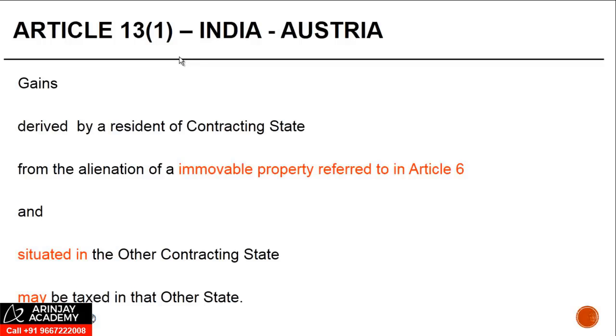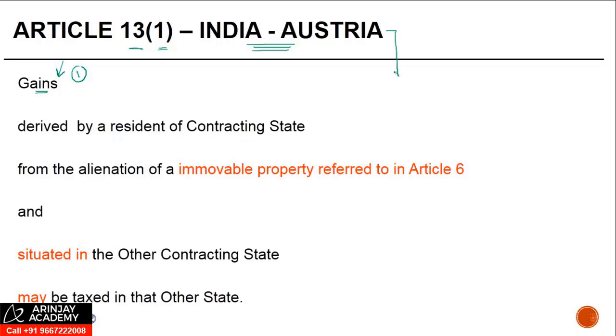Now, until now, we had a lot of discussion in terms of how capital gains would work. Let us now look at some of the Article 13(1), which are specifically there in some of the treaties which are applicable in Indian context. So we'll look at Article 13, Paragraph 1 of the India-Austria Treaty. Gains, mark the word here, it does not use the word capital gains, it says gains derived by a resident of a contracting state.